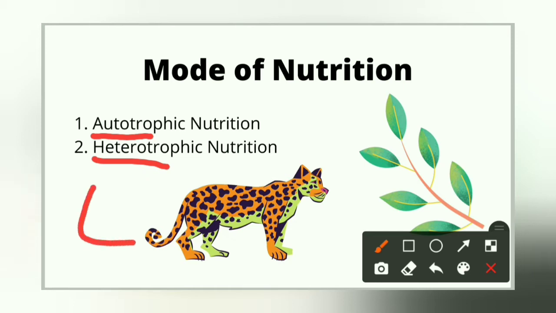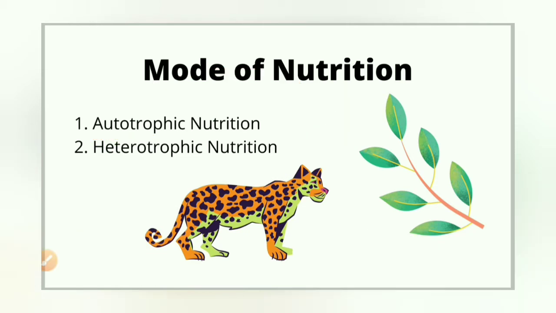So here is an example: a tiger is an example of heterotrophic nutrition. Here is another example of plants, which do autotrophic nutrition. Remember, those who rely on heterotrophic nutrition are called heterotrophs, and those doing autotrophic nutrition are called autotrophs. So a plant is an autotroph and a tiger is a heterotroph. You can see in this picture that you have a tiger and you have a tree.